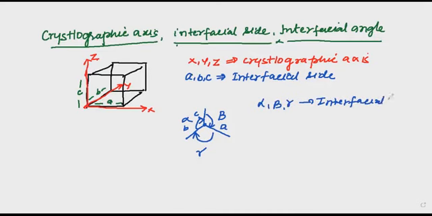are the interfacial angles. In this way, we found out what the crystallographic axis is, what the interfacial side is, and what the interfacial angle is. Now, after that, we are coming to the unit cell. We are discussing the unit cell.